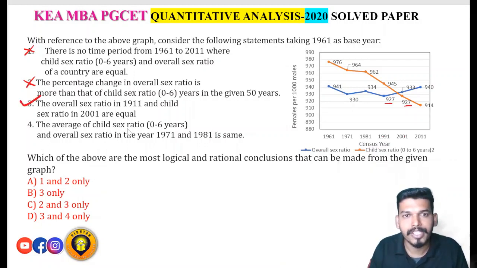Fourth one, the average of child sex ratio and overall sex ratio in 1971 and 1981 is same.